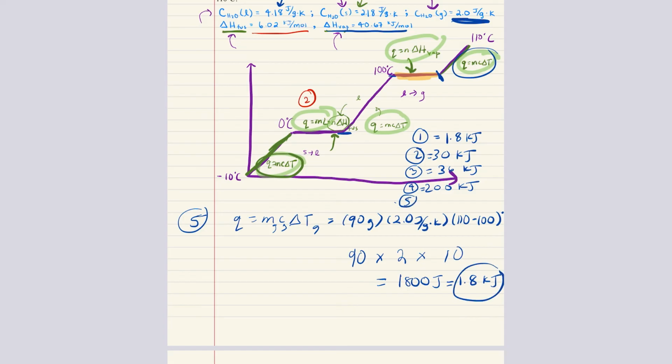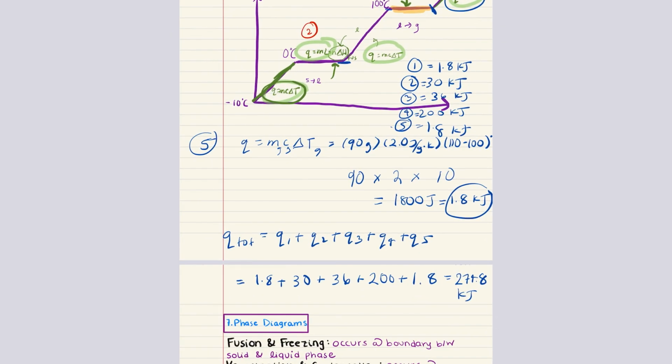All right, so now we have the energy for each segment. The total heat that is required for this whole phase change from beginning to end, our Q total, is going to be the sum of Q1 plus Q2 plus Q3 plus Q4 plus Q5. And that's going to look like 1.8 kilojoules plus 30 kilojoules plus 36 kilojoules plus 200 kilojoules plus 1.8 kilojoules. And if we sum this up, you're going to get 274.8 kilojoules.